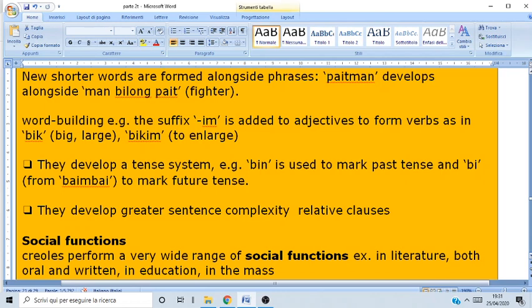And it also evolves to add a tense system. We said that pidgins don't have any form of tense, okay? It's all the same way. But there is some sort of development of this. So bin, for instance, is used to indicate a past tense, or bai to indicate future tense. So it's not all the same.